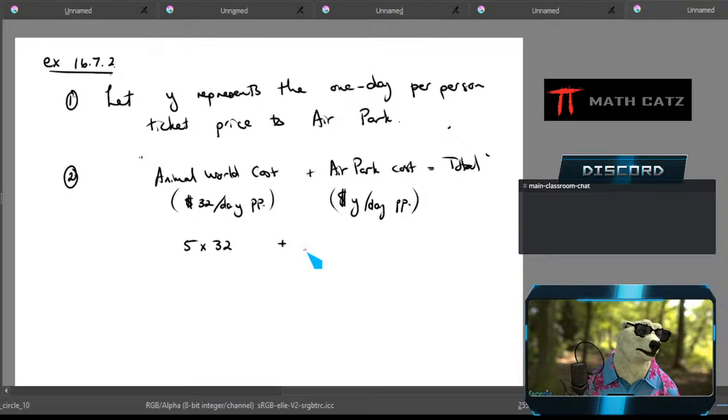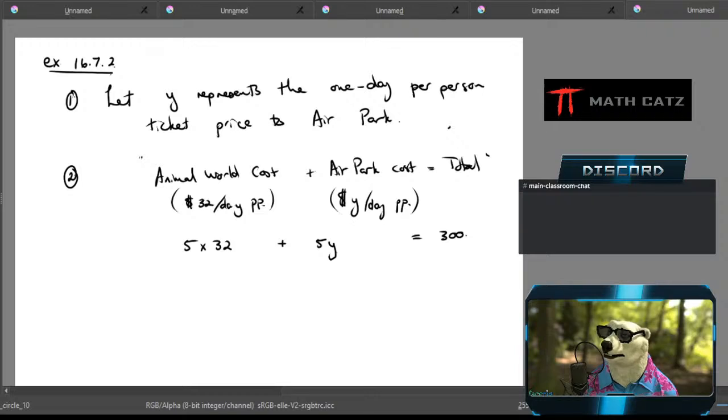Then she also bought tickets for the same number of people to Air Park. So that's going to be 5 times y. When it's a number and a variable, it doesn't need a times symbol. When it's two numbers, it needs a times symbol. Different rules. And then it's a total of $300.